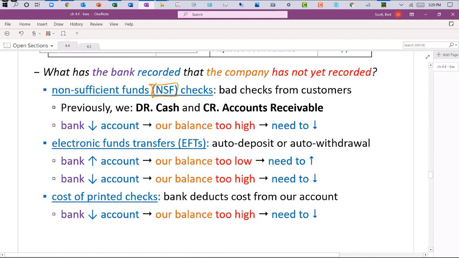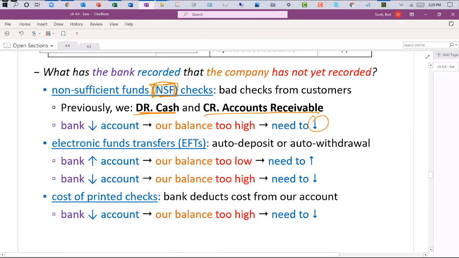Non-sufficient funds. This is a situation where someone wrote us a bad check, or the check bounced. We trusted when we got the check, we went ahead and debited cash, trusting that it was a good check, and we went ahead and credited the customer's accounts receivable. That's fine. Later, we find out now it's a bad check, and the bank's not going to honor that. So we're going to have to make an adjustment, reverse out that journal entry later on here. But for right now, an NSF check is a reason why we would potentially have to reduce our T account downwards.